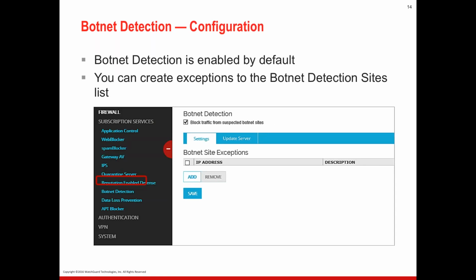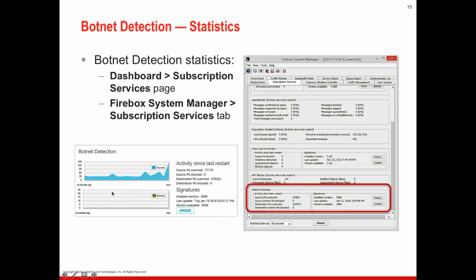So to configure it, it is enabled by default. You can add exceptions if you needed to do that. Under subscription services, my highlight box, excuse me, is just off a little bit. You do go to botnet detection on there. Now you can actually get botnet detection statistics simply by going to your subscription page.